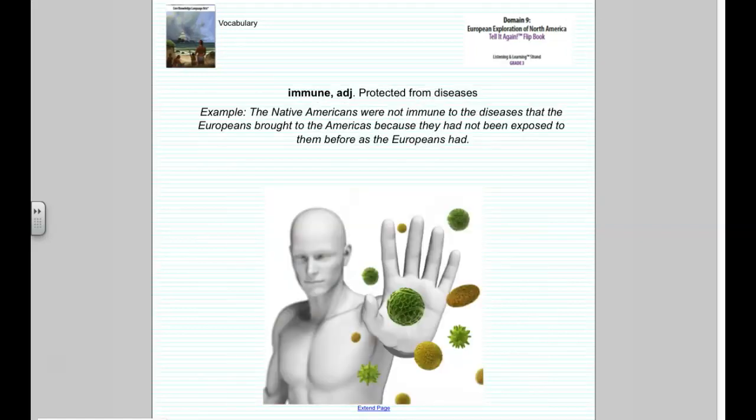The next word is immune, protected from diseases. An example is: the Native Americans were not immune to the diseases that the Europeans brought to the Americas because they had not been exposed to them before as the Europeans had.